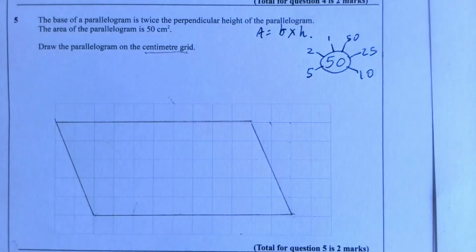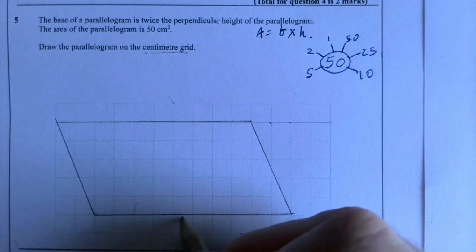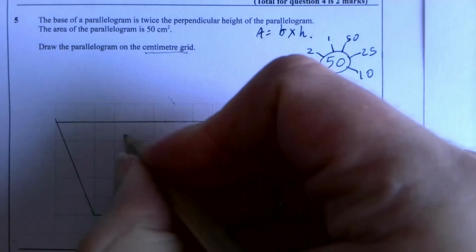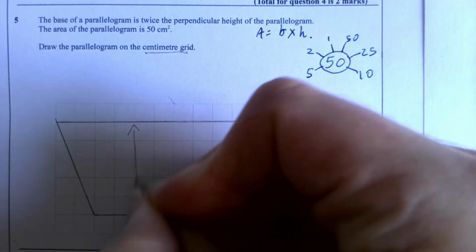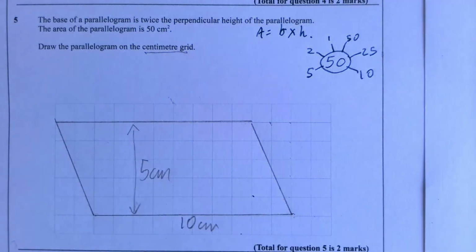And that would get me the full mark, but just to make sure, I'm going to write down 10 centimetres for my base and 5 centimetres for my perpendicular height.